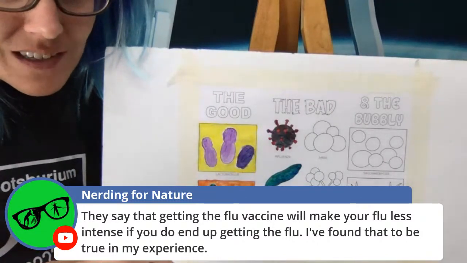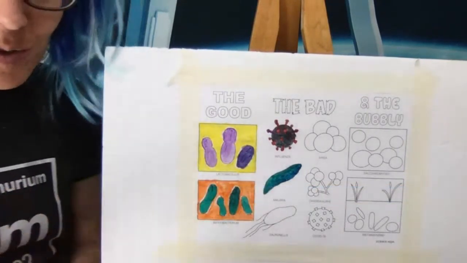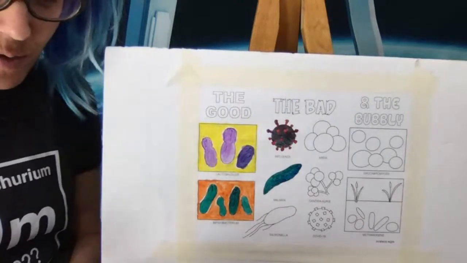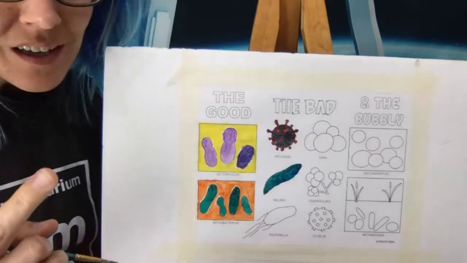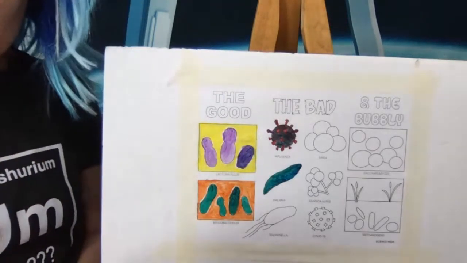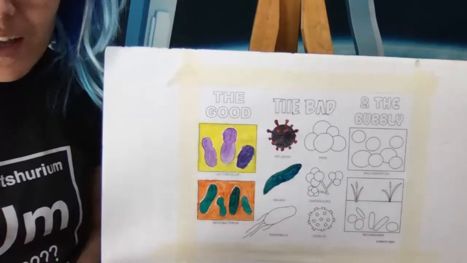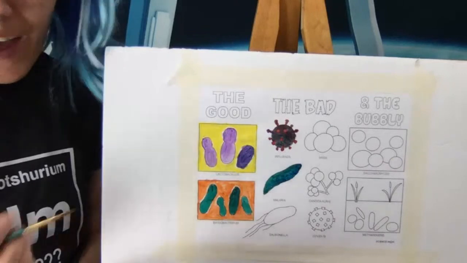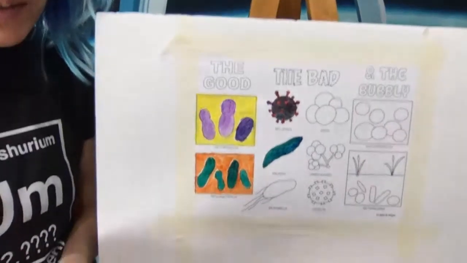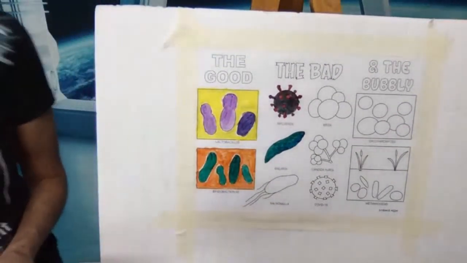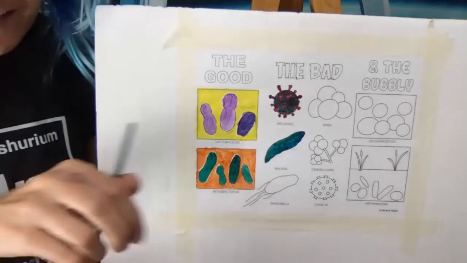And she says getting the flu vaccine will make your flu less intense if you do end up getting the flu. And I've found that to be true as well. The years that I've gotten a flu shot and I have gotten the flu, I've only had a bad case of the flu twice. But the one time I got it, I had already been vaccinated and I was pretty sick for about a week, but I recovered and it wasn't too bad. The other year I got it, I hadn't yet gotten a flu vaccine. I usually do get a flu vaccine, but I was late that year, and it was terrifying. I was almost hospitalized and had trouble breathing, and it was really quite frightening.